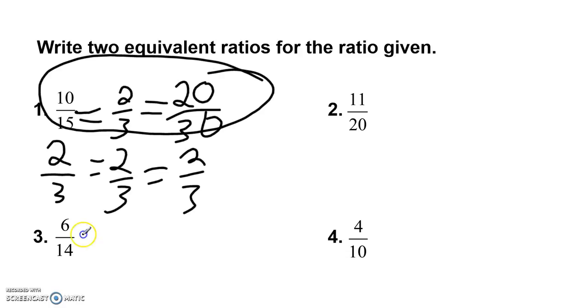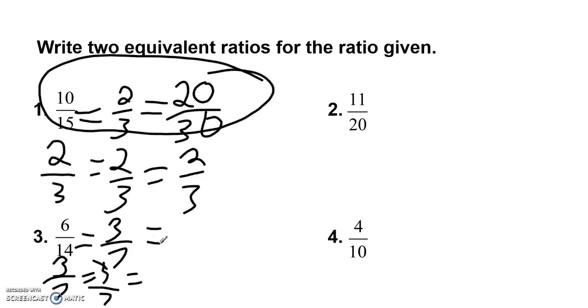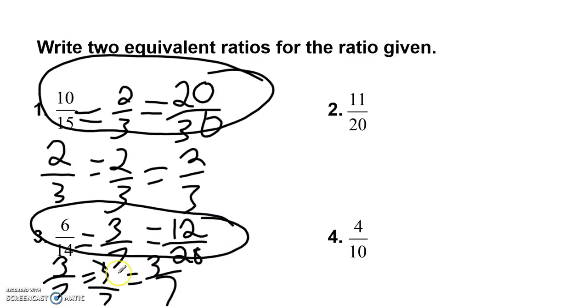Okay, and then with number 3, I know that that is equivalent to 3/7 because 2 goes into 6 3 times and 2 goes into 14 7 times. So then we have 3/7 equals 3/7. So we're good so far. We just have to figure out one more. And so I'm just going to multiply each by 2. So I have 12 over 28. 4 goes into 12 3 times, so we're good there, and 4 goes into 28 7 times. So these are all proportional because they all simplify down to this, okay?